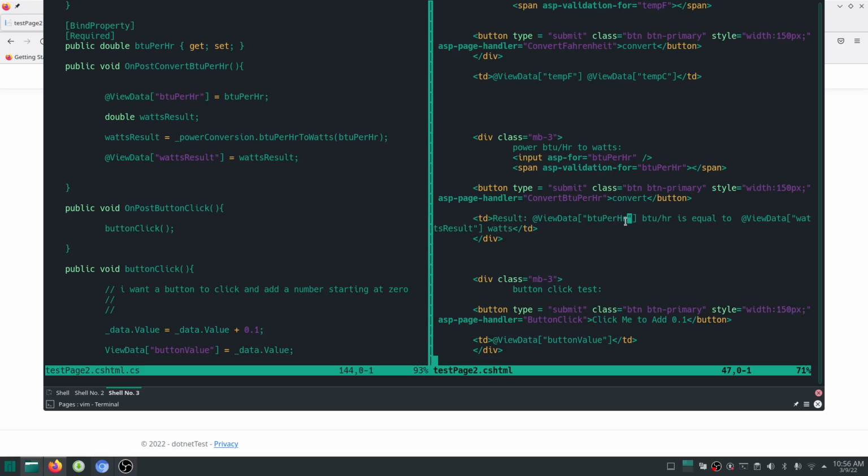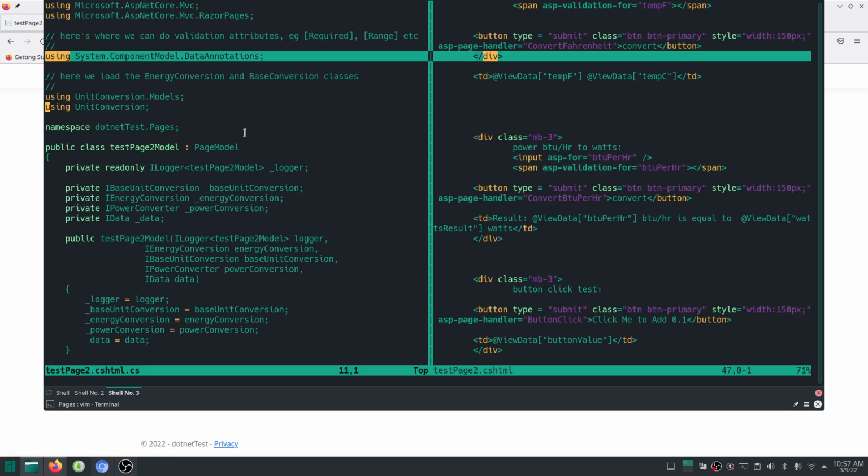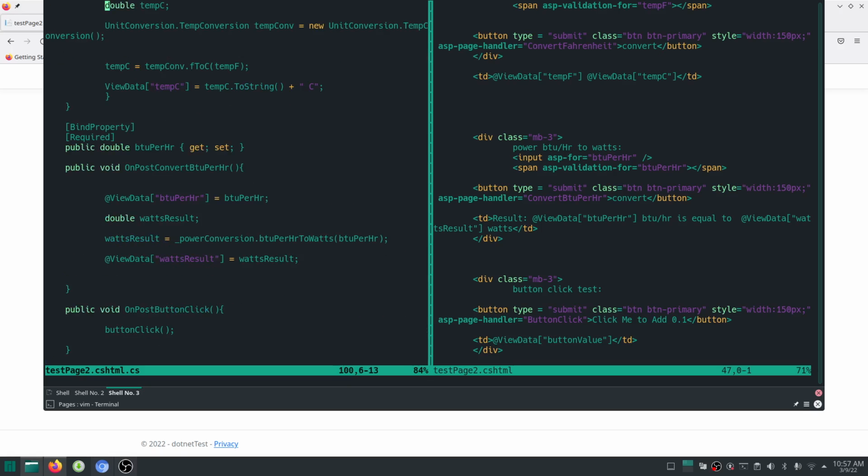Result is at BTU per hour is equals to watts result watts. Okay, so how do we do it? I use the input ASP for BTU per hour, and that will automatically bind this input to this property, using the bind property method right here. And remember, with bind property, we will need to implement this System.ComponentModel.DataAnnotations namespace in order to use the bind property. Okay, so that's the ASP for BTU per hour.